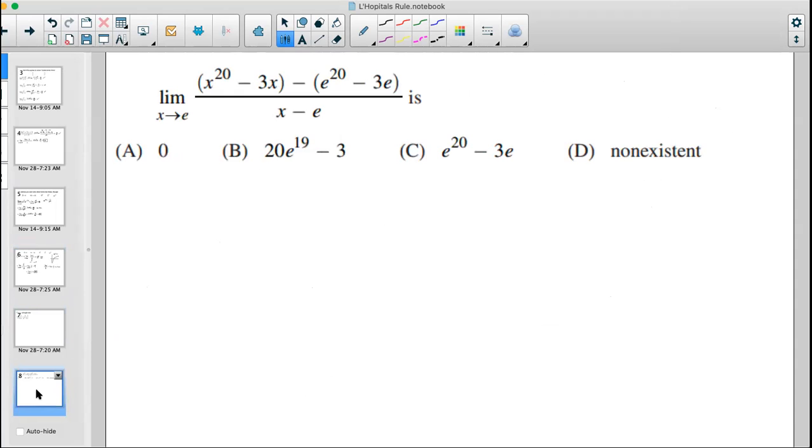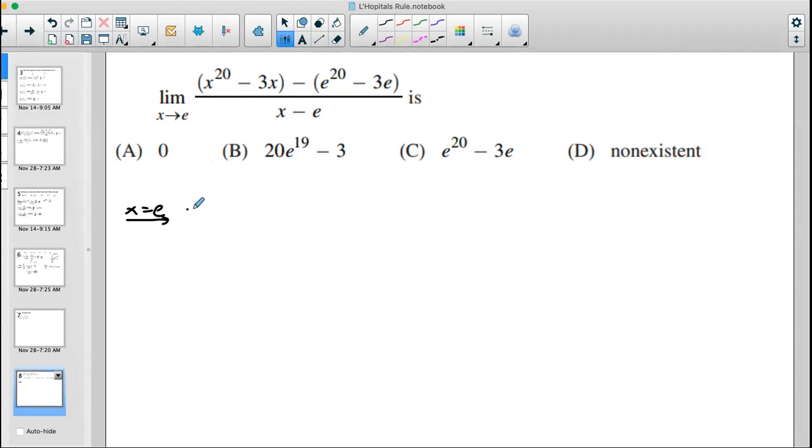This is one that came actually from an AP test. The limit as x approaches e of this ridiculous fraction on top here. And so our first job is to plug in e everywhere we see an x and see if we get 0 over 0 or infinity over infinity, and thus we could take the limit. So I'm going to plug in e everywhere I see an x and see what happens. I'm going to let x equal e. Remember, e is a constant.